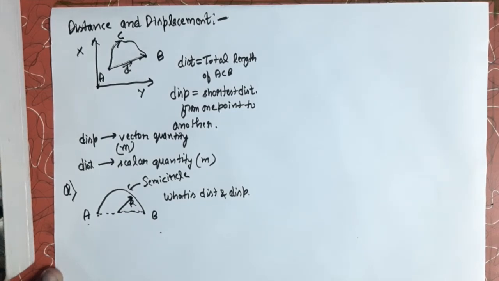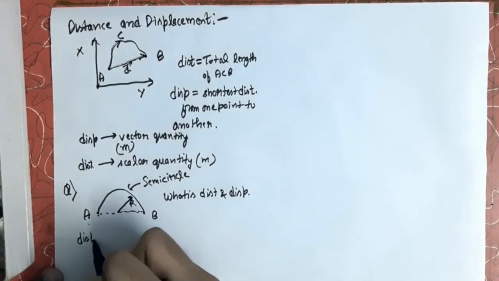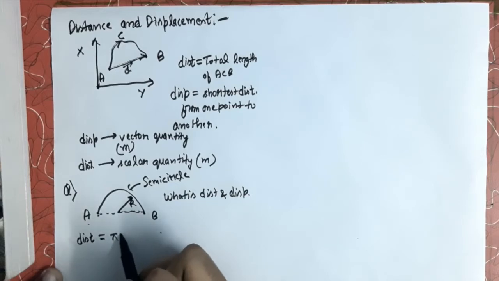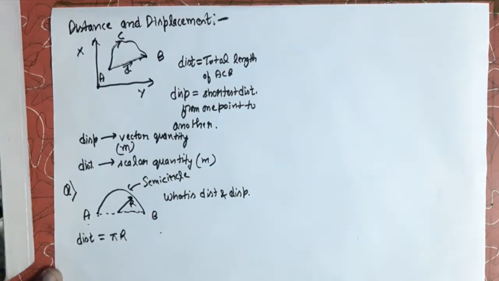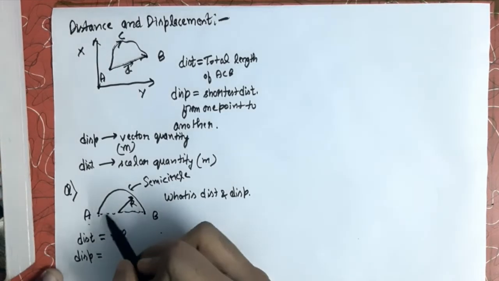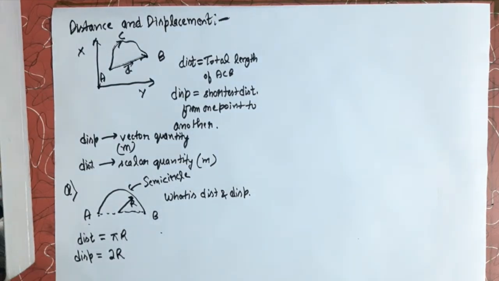So what is the distance here? Distance is the length of this path. We know the length of this path is nothing but pi into r. How is this pi r? This is the circumference of this circle divided by 2. What is the displacement? Displacement is a straight line joining these two, and here it is 2r. So we can see that displacement and distance are different in magnitude as well.